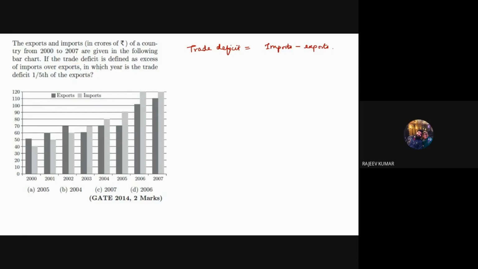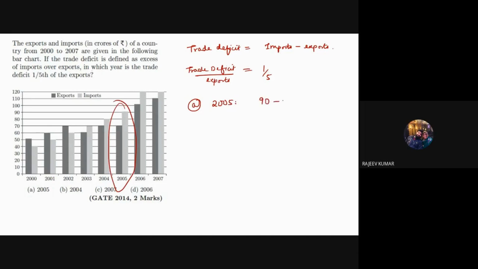नाउ यू हैव टू आइडेंटिफाई इन विच ईयर ट्रेड डेफिसिट इज 1/5 ऑफ द एक्सपोर्ट. So you have to find out the ratio of trade deficit upon exports. You have to identify these things for the given options. और इसकी वैल्यू 1/5 के बराबर होनी चाहिए. Basically it is saying that trade deficit should be equal to 1/5 of the exports. Exports को मैं यहाँ से हटा के यहाँ पे रख देता हूँ. If I find out this ratio, it should be 1/5. A option जो है 2005. Let's try to do it for the same. So 2005 यहाँ पर है आपका.